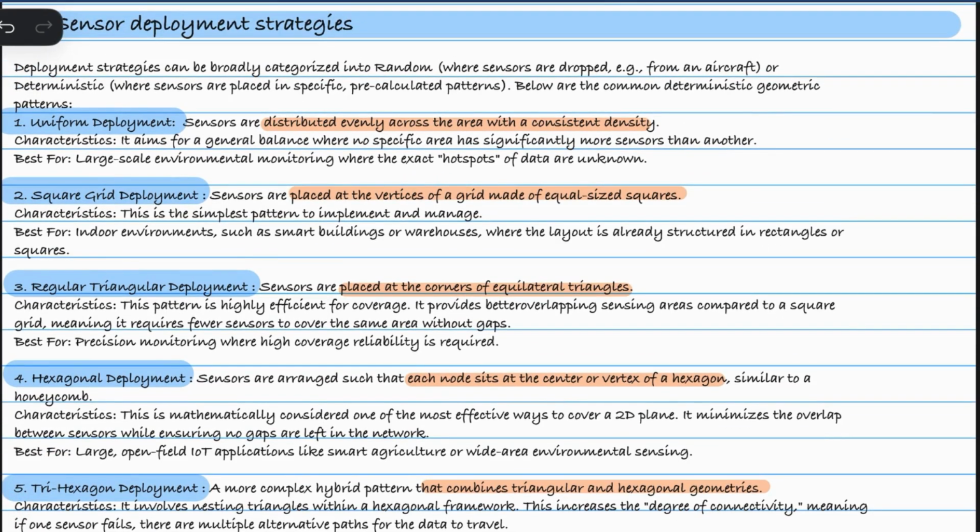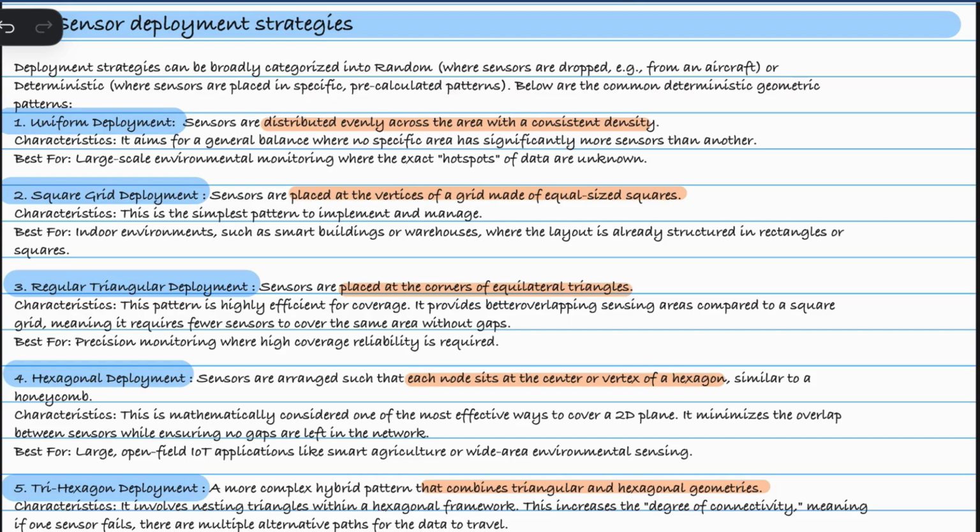Next we have tri-hexa deployment. For high-stakes environments, we use tri-hexa deployment. This is a highly advanced hybrid pattern where you take a hexagonal framework and nest equilateral triangles directly inside it, right? This creates a massive degree of connectivity because the nodes are tightly interwoven. Every single node has multiple immediate neighbors within radio range, right?